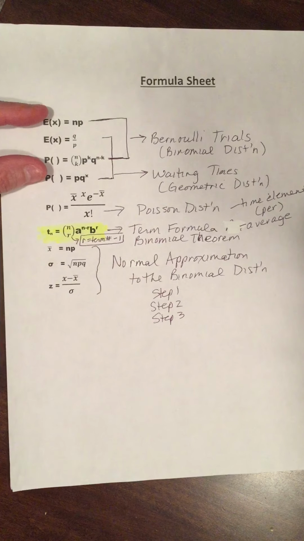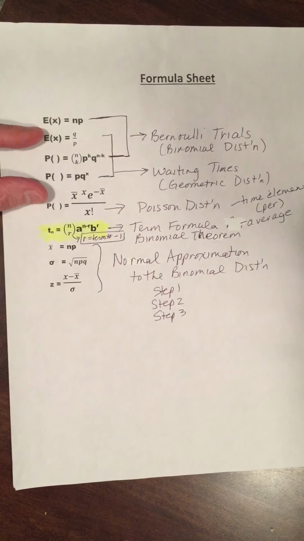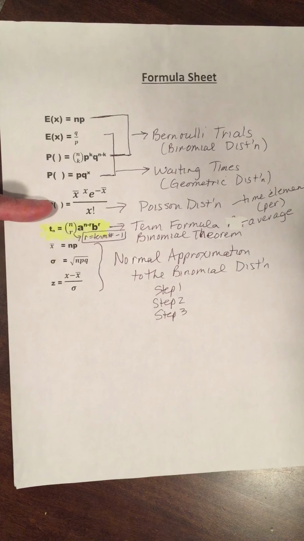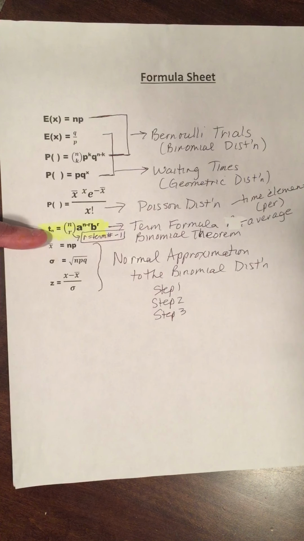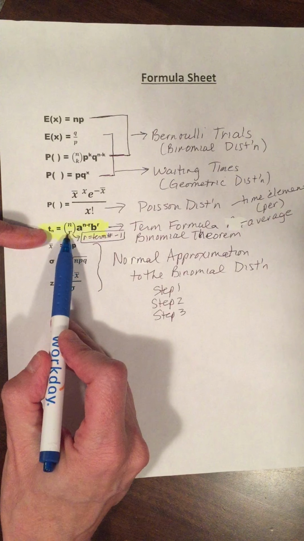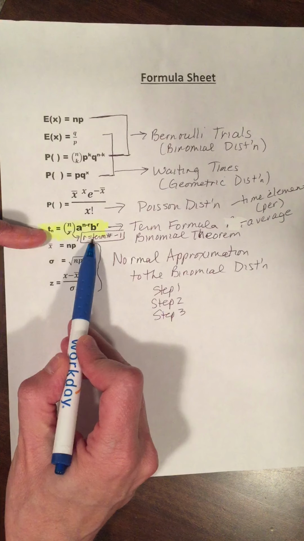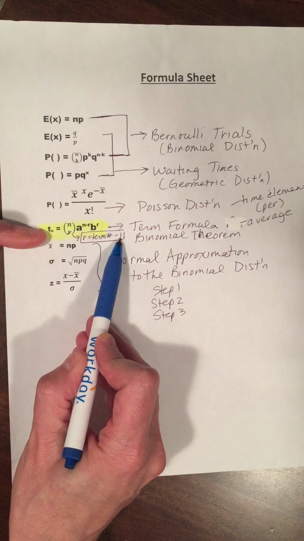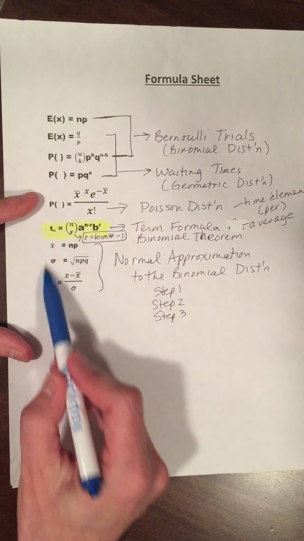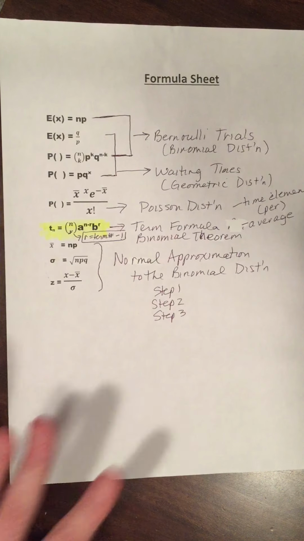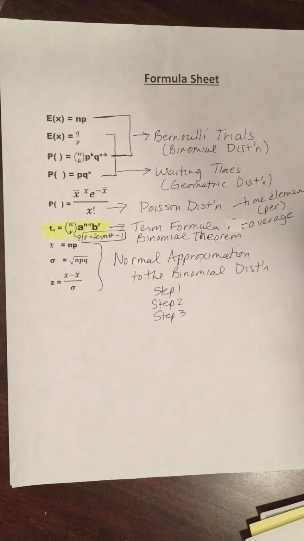So first and third are Bernoulli. Second and fourth are geometric waiting times. Fifth is Poisson. The sixth one is our term formula for binomial theorem. And remembering that your R is the term number minus 1. And then the last three formulas all deal with the normal approximation.